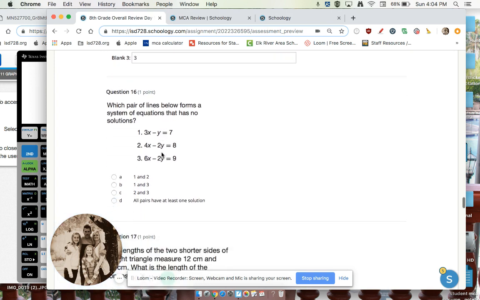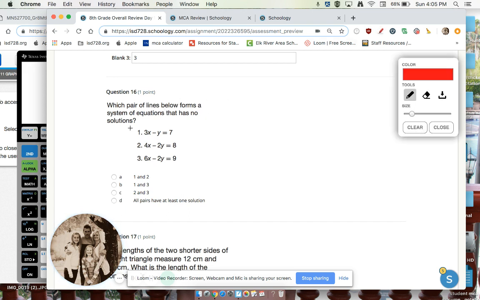Okay, number 16. Which pair of lines below forms a system of equations that has no solution? No solution means that they're parallel, is really what no solution means. It also means that when you solve it algebraically, whether you do linear combination or substitution, you're going to get something like 0. Everything's going to cancel out on the left side, and then it's not going to cancel out on the right side. So it would be like 0 equals 5 or something.